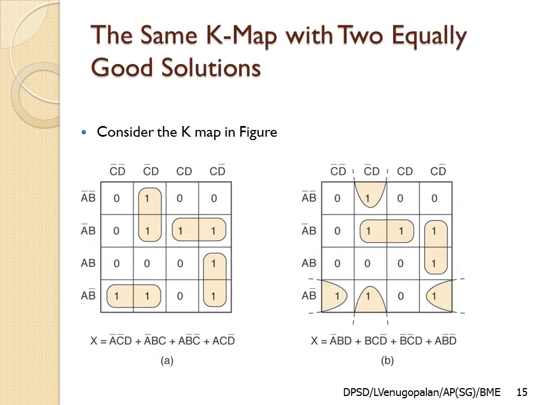Now consider this K-map, right? Figure A is one way of grouping them and figure B is another way of grouping them. Both are giving equally good solutions. Both are giving unique solutions. So you can have more than one solution for a particular K-map sometimes. Alright.